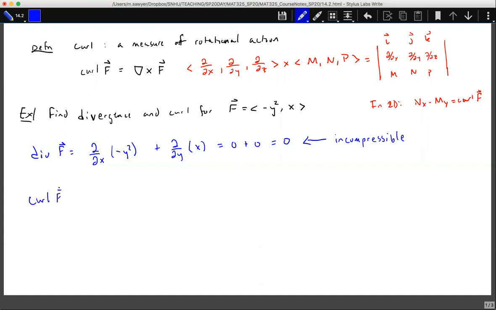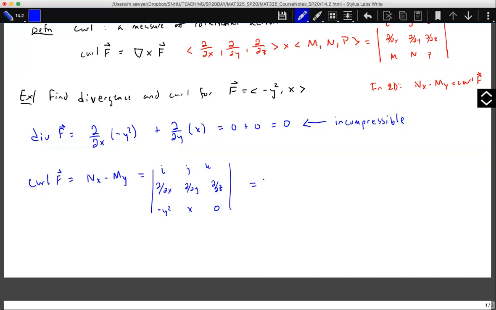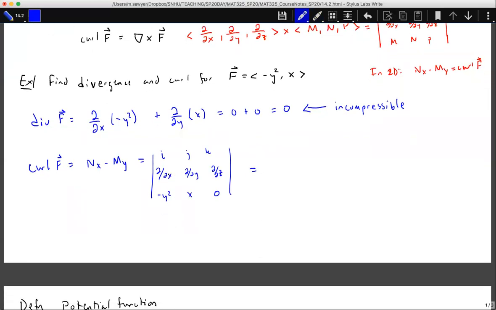Now, if we have the curl of F, we can use this idea of nx minus my. We can also think of this in IJK notation, if you don't want to remember these little tricks. You can think of partial partial x, partial partial y, partial partial z. We have negative y squared, x, and we can always add on a dimension to be 0. And so taking the cross product of these particular vectors, we get 0 and 0. So 0 minus 0 for the first entry in the curl.